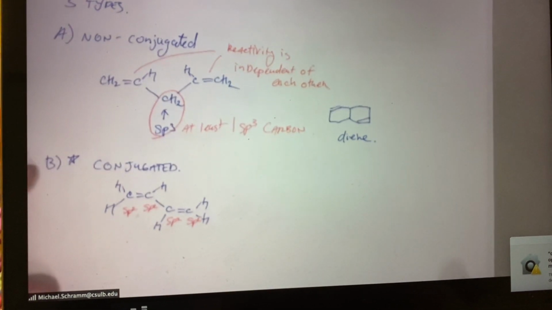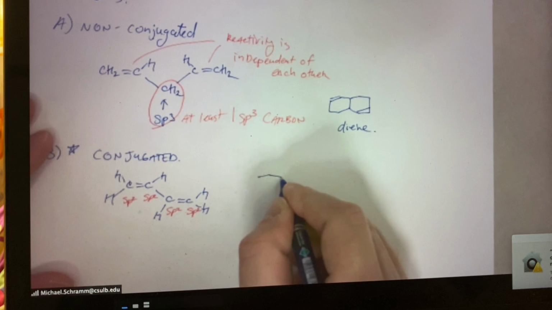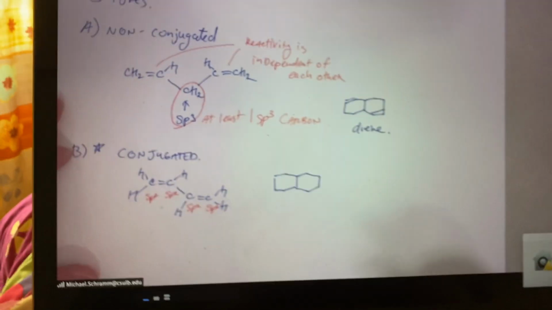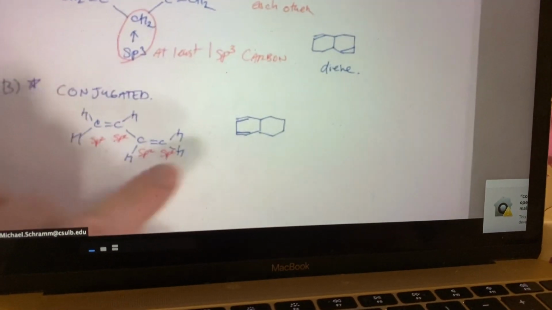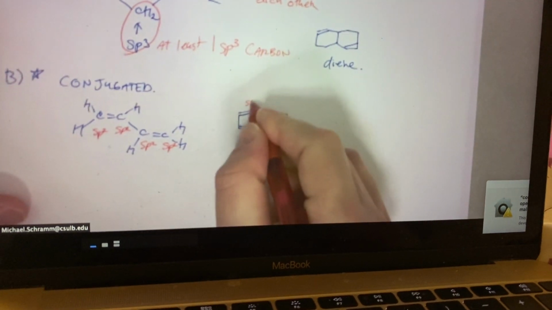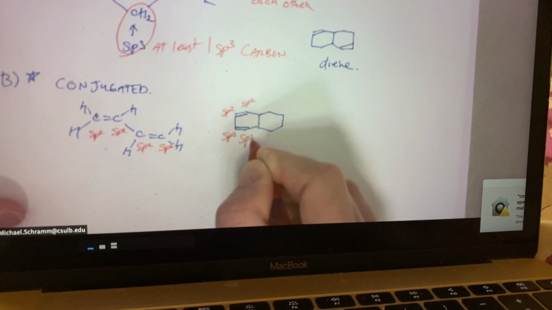This particular diene is non-conjugated. Next to it, down here, let's make a conjugated one. This would be a conjugated diene and a non-conjugated diene. Here we have sp2, all 4 in a row.